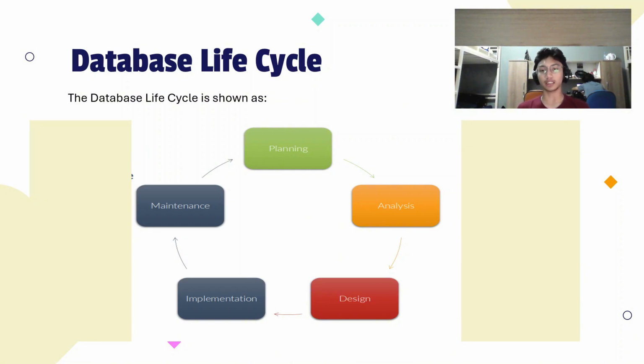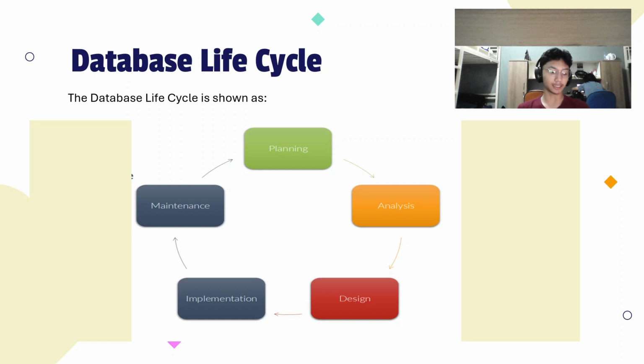The second one is analysis. We have to analyze what the company needs and what the organizational needs are like. The third one is the design. We must design the structured data perfectly, suitable for the company's requirements and organizational needs. The fourth one is implementation. We need to make the database itself and create it as good as possible.